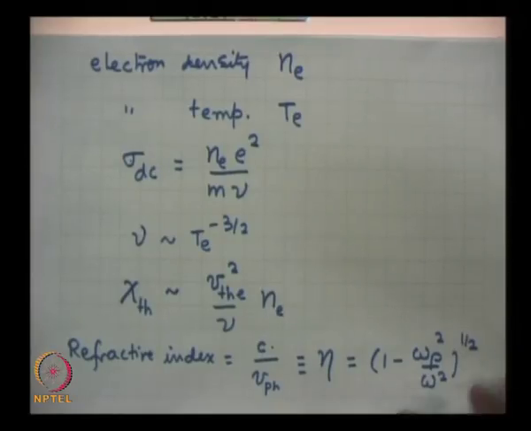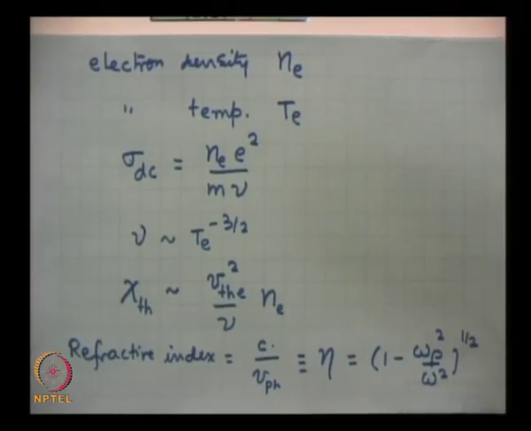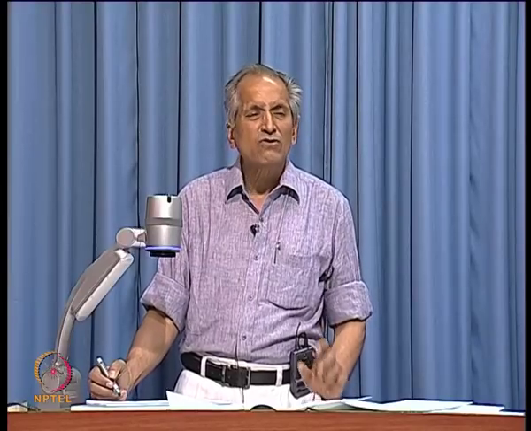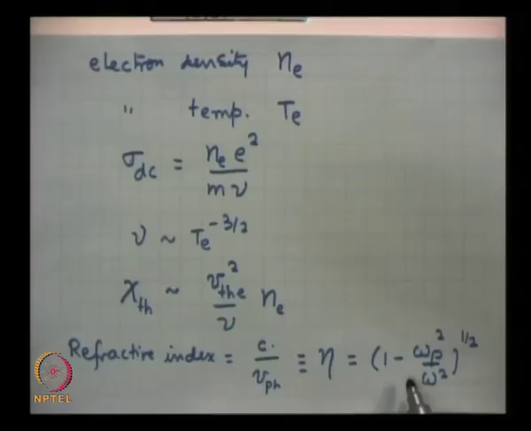This is a very important expression, because it tells that plasma is a dispersive medium: the refractive index depends on frequency. Secondly, the refractive index is less than 1, which means the phase velocity of the wave is bigger than c, a very unusual characteristic. And third, a wave of frequency less than omega p will not penetrate the plasma because eta becomes imaginary.